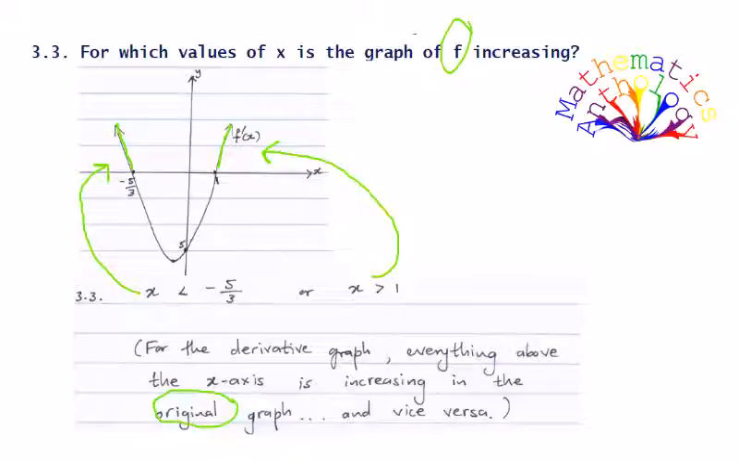So in the original graph, it would be increasing where the derivative graph is above the x-axis. So I have marked in green there the parts of the graph that are above the x-axis. So one is on the left of -5/3, and the other one is a separate answer that's on the right of 1. So if we write our answers out, that would be x is less than -5/3 as one answer, and my other answer would be x is greater than 1.